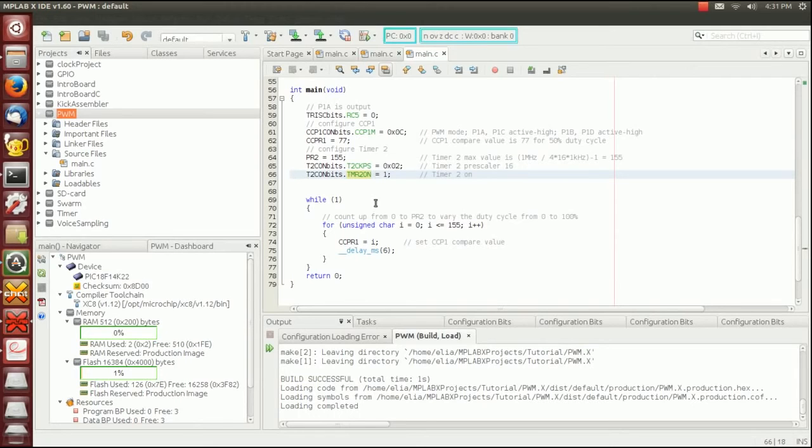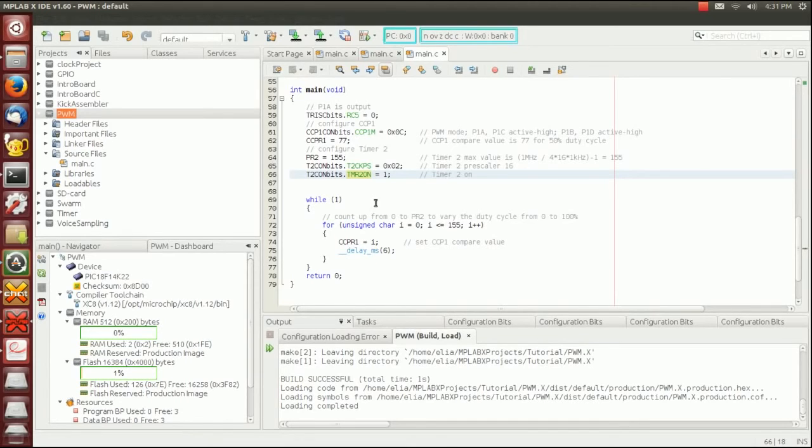Then we set CCPR1, the compare register, to be 77, which is half of our maximum period value here in the PR2 register of 155. And we calculated that by saying we have 1 megahertz of clock frequency. We divide that by 4 times the prescaler, which is 16 in our case, times the output frequency that we want, which is 1 kilohertz, and we subtract 1 because remember the output is actually set high on PR2 plus 1, so we have to subtract 1, and that gives us a value of 155 for the period register.